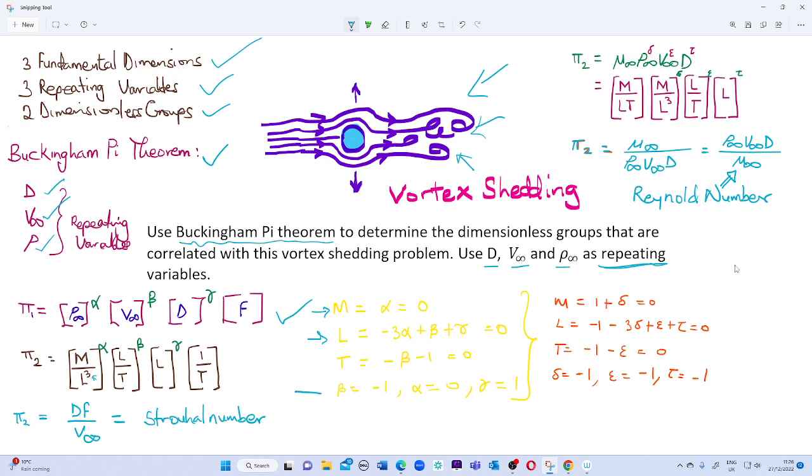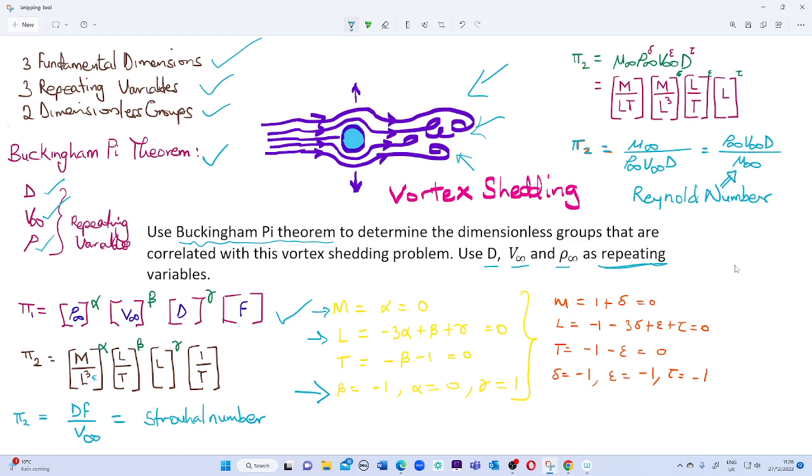So this is the application of the Buckingham pi theorem. That is, all our variables carrying different powers are translated to equations here. So our beta equals 1, our alpha equals 0, and our gamma equals 1.